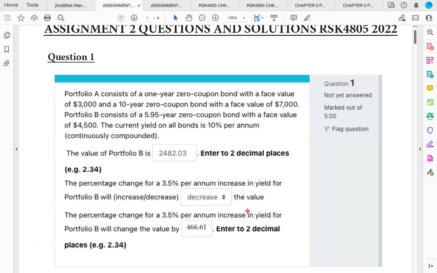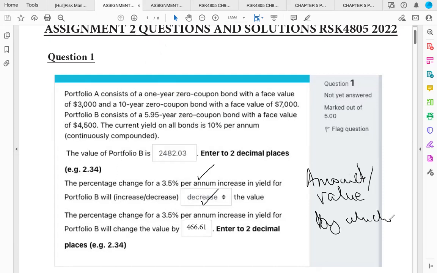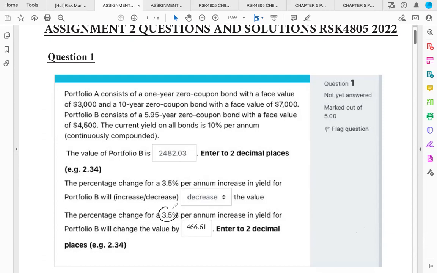And then lastly, now we're actually being asked, okay, fine. You've said that when interest rates go up, the value of portfolio B is going to decrease. Now we want you to actually calculate the amount, the value by which our portfolio will decrease. How much value will our portfolio B actually lose if interest rates go up by 3.5%?